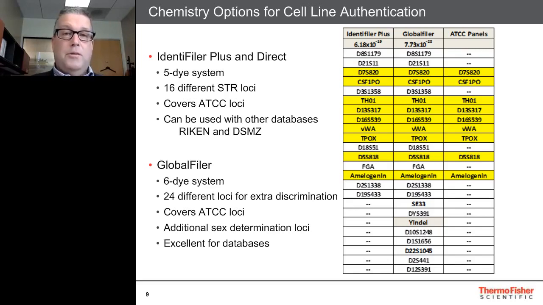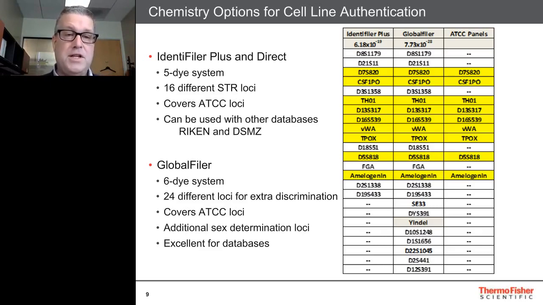So Thermo Fisher Scientific has 2 different types of kits available for doing this. We have the Identifiler series and GlobalFiler. The Identifiler series consists of Identifiler Plus and Identifiler Direct. These use 5 different dyes that query 16 different loci. These cover all of the loci that are used at ATCC, RECON, and DSMZ for checking the authenticity of the cells that you're querying. We also have a kit called GlobalFiler.